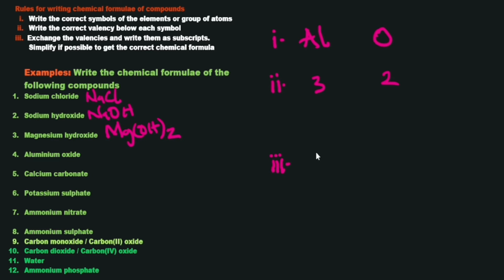Now, to write the correct formula, we bring down the symbols and interchange or exchange the valencies. Here we have 2 and here we have 3, and write them as subscripts. So we expect that the formula should be Al2O3. Now looking at this, there is no way that we can further simplify this formula. So the chemical formula of aluminum oxide is Al2O3.